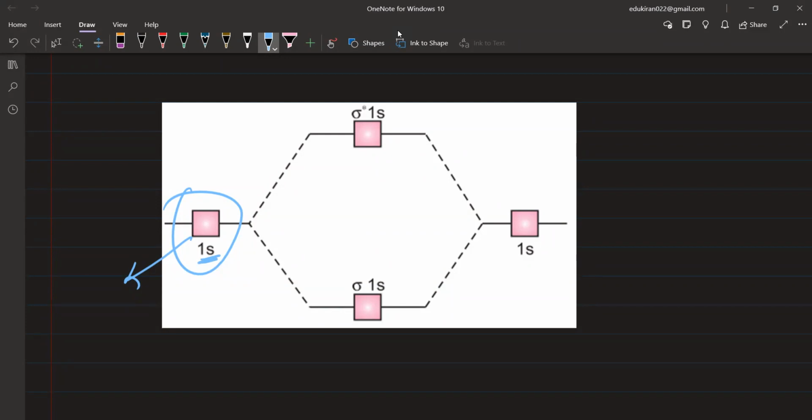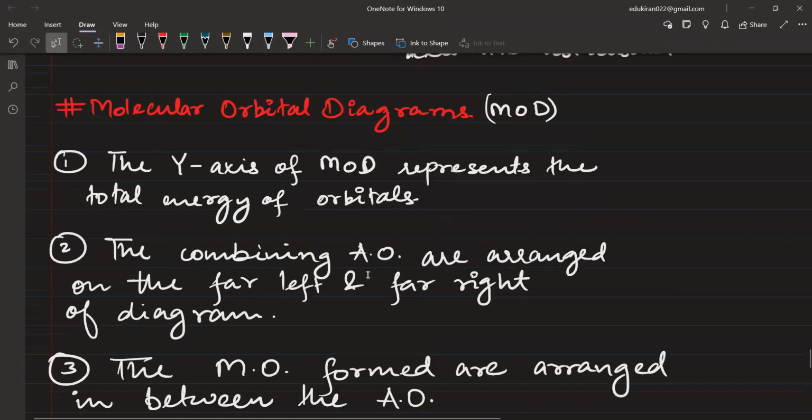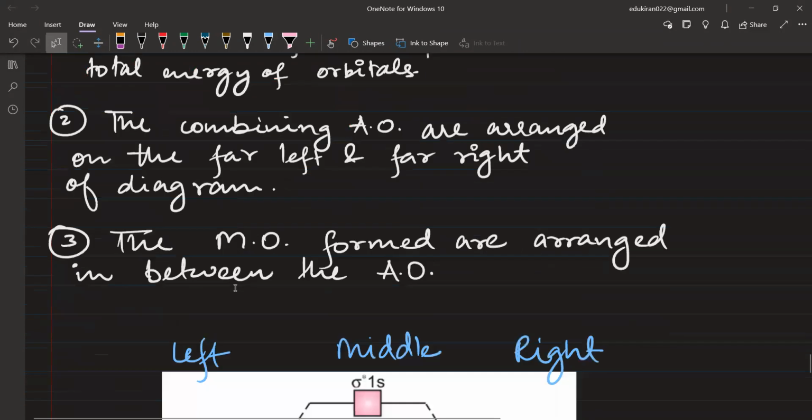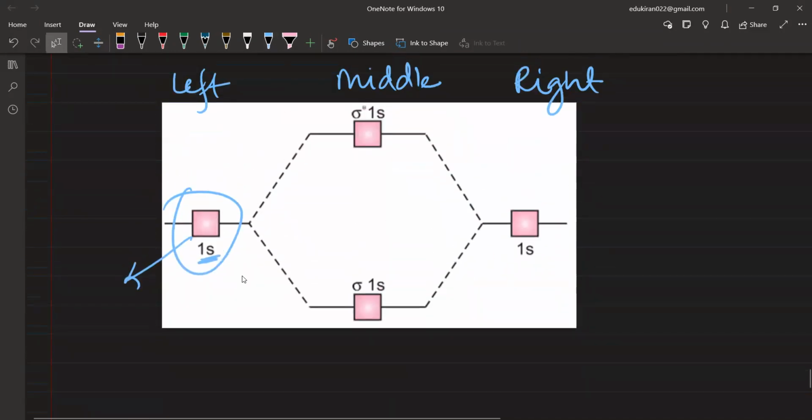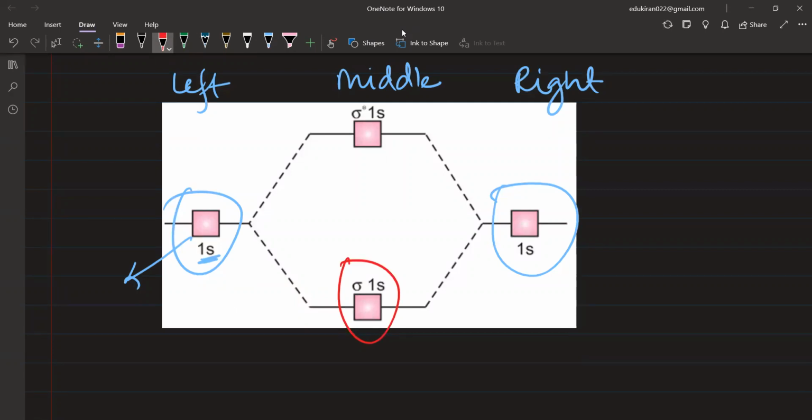And if we look at this diagram, this is your left, this is your right, this is your middle. We wrote that the combining atomic orbitals are arranged on the far left and far right of the diagram. Look, you have 1s here and another 1s here. Can you see now, Iram? Yes or no? Okay. Now, what will this be? Atomic or molecular orbital? Sir, molecular. And this one will be? Molecular. Okay. Now, who will tell me why is sigma star above and why is sigma 1s below?